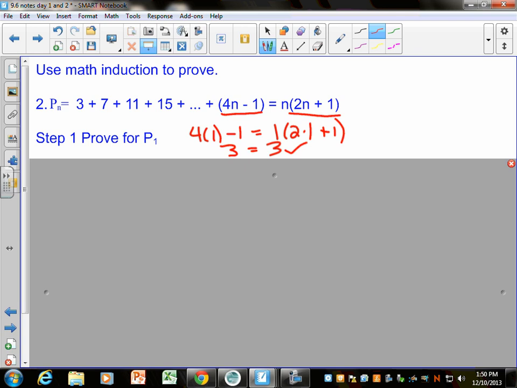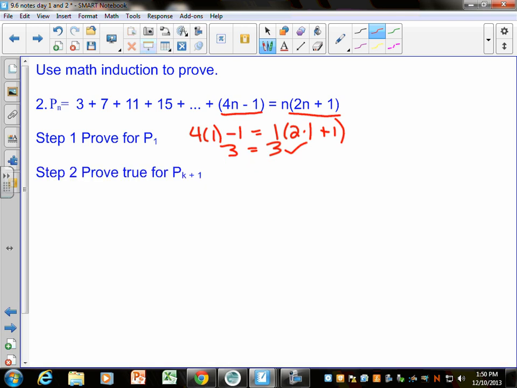That's the easy part. The second part, we need to prove that this is true for the k plus 1 term. And again, every time these are steps that you need to show. So step 1 is we don't even have a k term right now. So we can't do k plus 1 if we don't have p sub k. Right now we have p sub n.